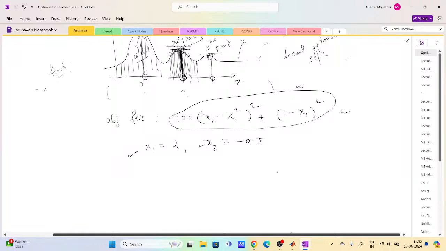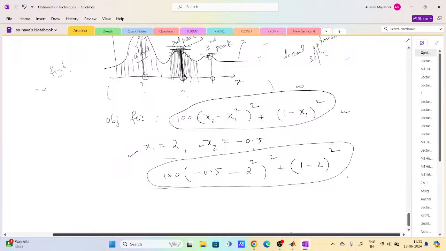What is the value of this function based on these two values? Calculate and tell me. That is what I am saying. So it means 100 into what is the value of x2, minus 0.5, minus what is the value of x1, 2, square whole square, plus 1 minus x1. What is the value of x1? 2 whole square. Calculate this one and tell me the value. What is the value? Do you understand now?